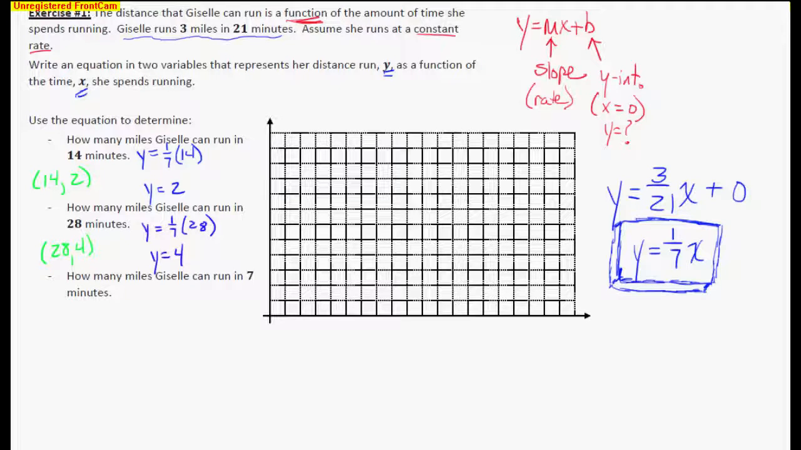All right, and one more. I want to know how many miles can Giselle run in 7 minutes, so I'm going to use my equation again.